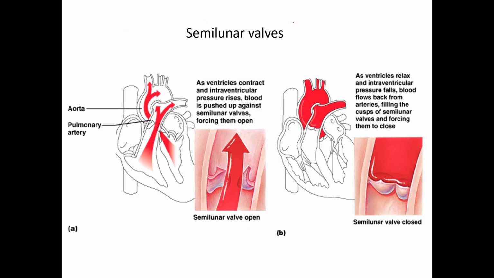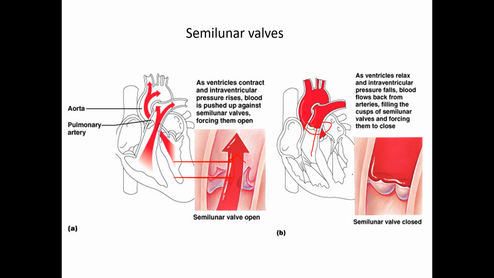All right, so now let's look at the semilunar valves. The semilunar valves are the ones that are present at the exit of the blood from the ventricles, okay? And so obviously when the ventricles contract, you want the flaps of the semilunar valves to open up, because the blood has to flow out, as shown here. And it's the blood and the pressure of the blood itself that forces them to open.